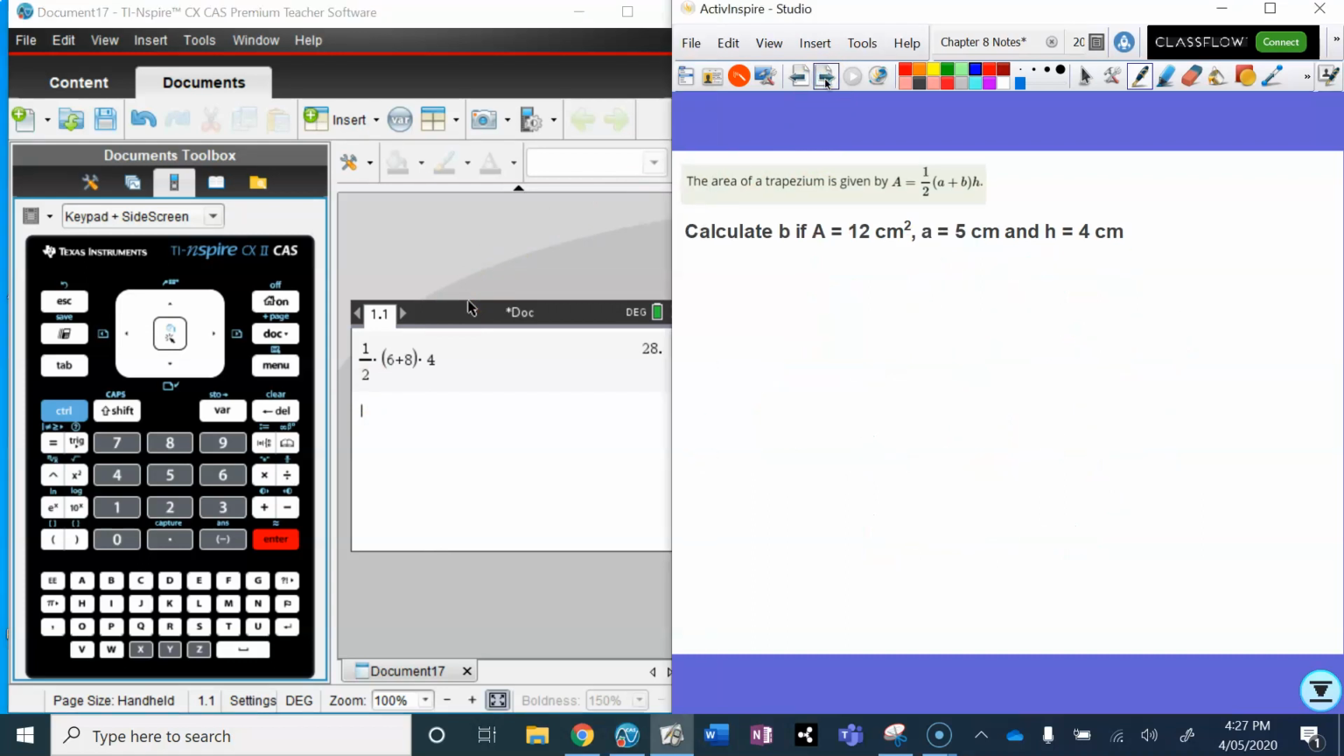If we're doing the next example, it's not quite so straightforward because this time we're not calculating the subject of this formula, but we're calculating one of the other variables. So in this case, when we're looking at the formula, A equals 12 in this case. So if we're substituting in and doing this by hand, we'd first of all start off by writing 12 is equal to a half of (a is 5, b is unknown, and h is 4).